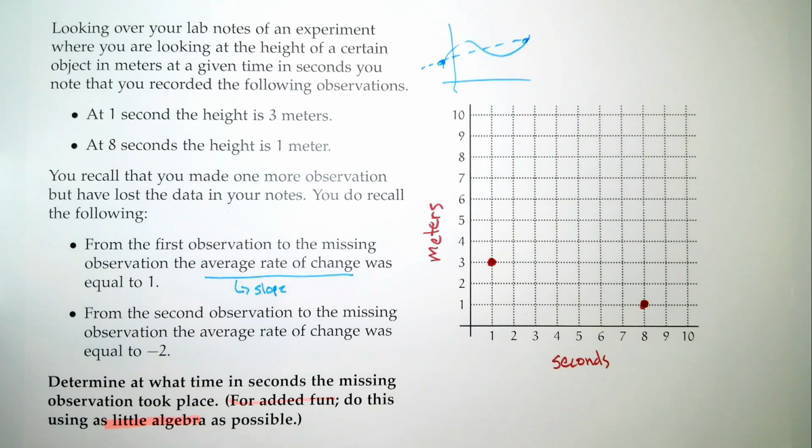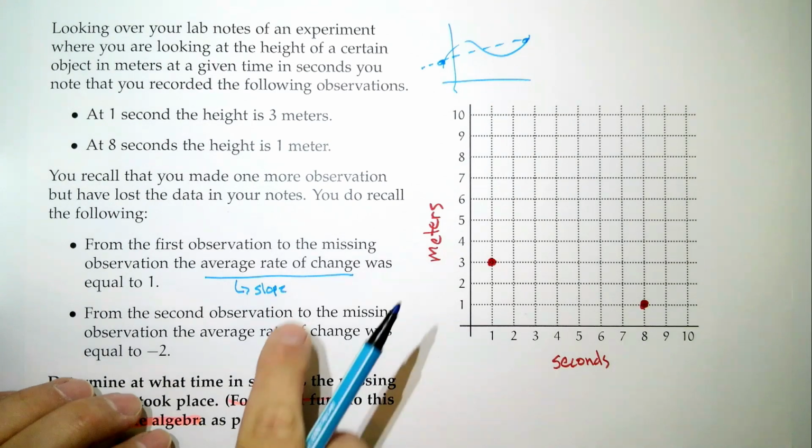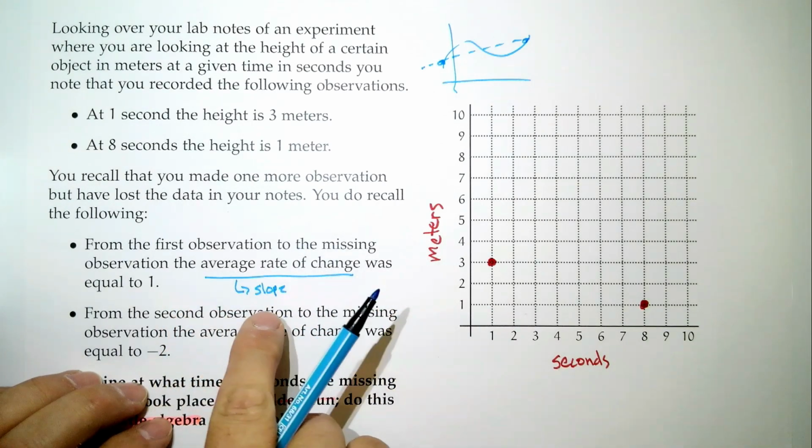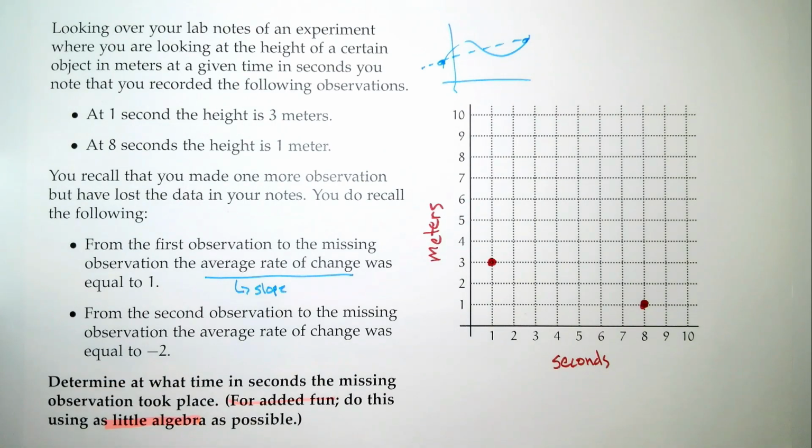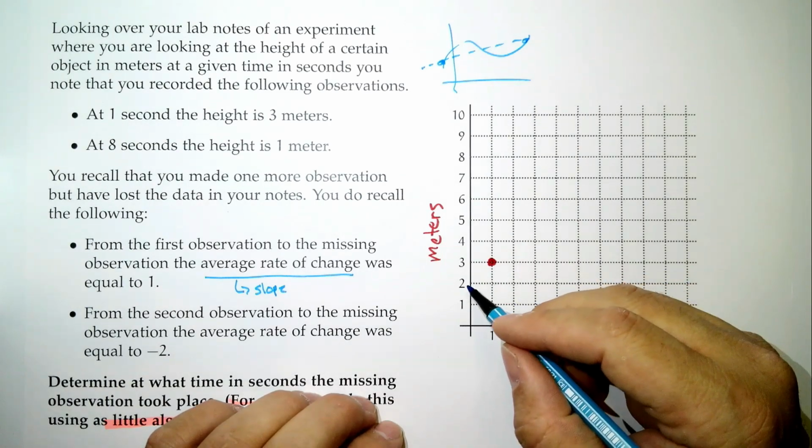So I'm told something. I'm told that there's this observation that was made, and the average rate of change was 1. So we can say, okay, well, what does that mean? It means that the slope was 1. So if I were to connect my missing observation to the first observation, I'd have to have slope of 1. Now, I don't know what my missing observation is, but I know how to draw a slope of 1. In fact, it's a nice 45 degrees.